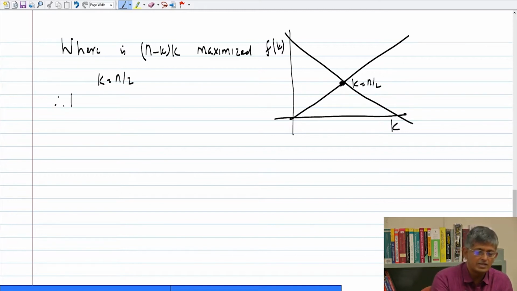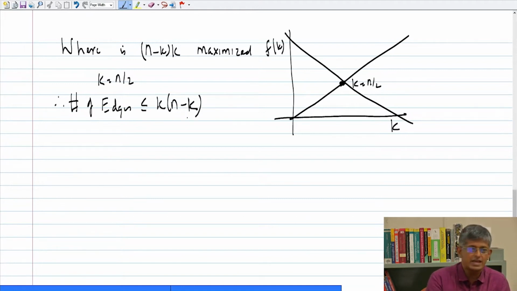Therefore, the number of edges is less than or equal to k into n minus k. Very importantly, don't miss that k into n minus k is completely a formula which involves graph theoretic parameters: maximum degree into n minus maximum degree. But now we observe this very interesting property that this number, by using non-graph theoretic mathematics, just using inequalities or using calculus, is less than or equal to n square by 4.